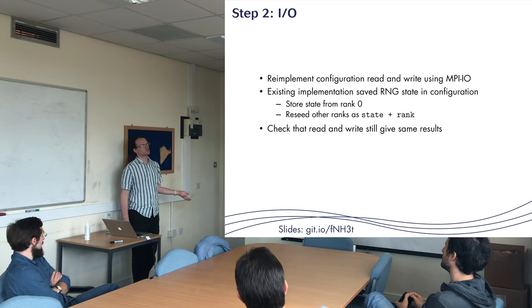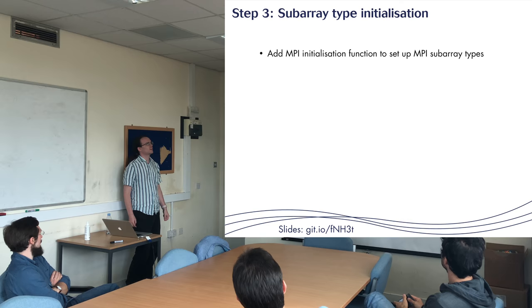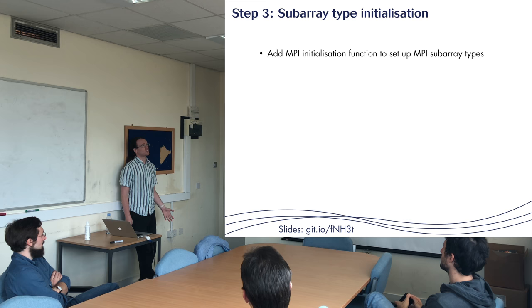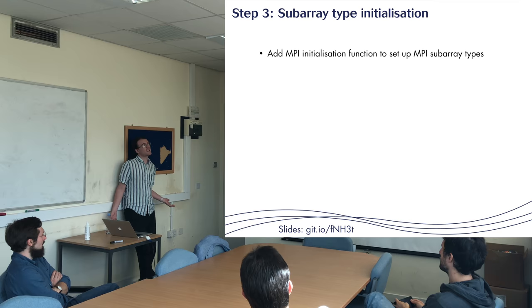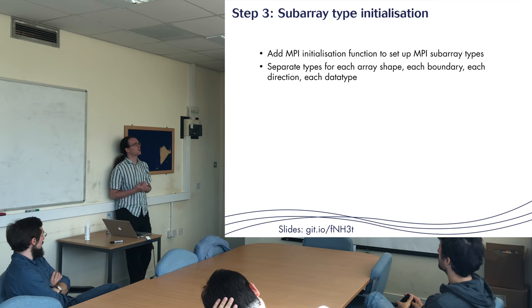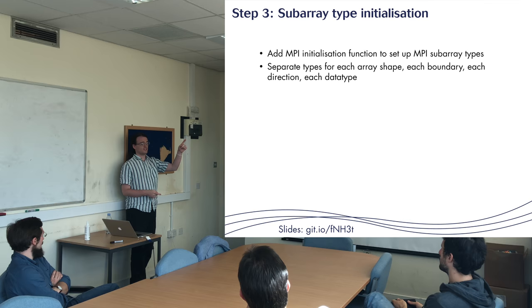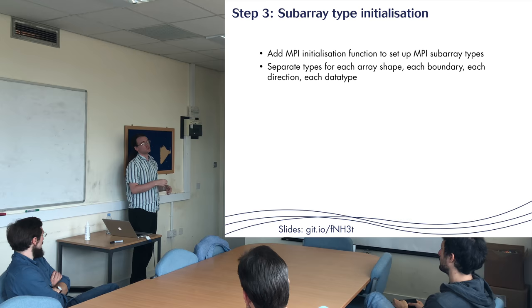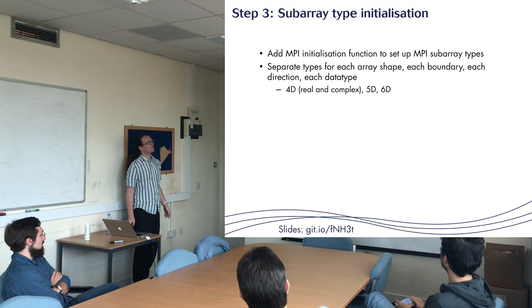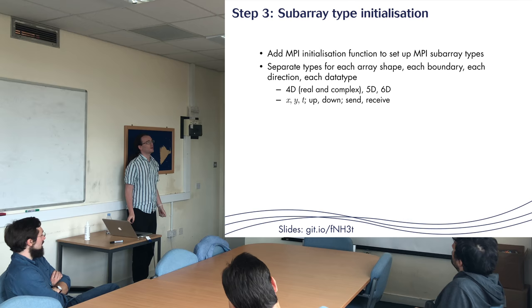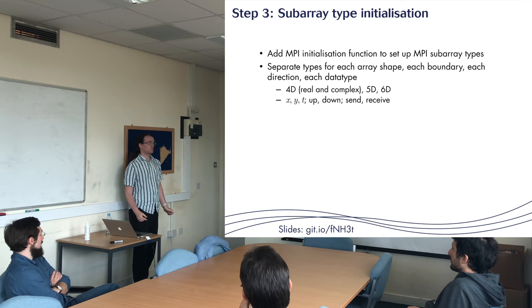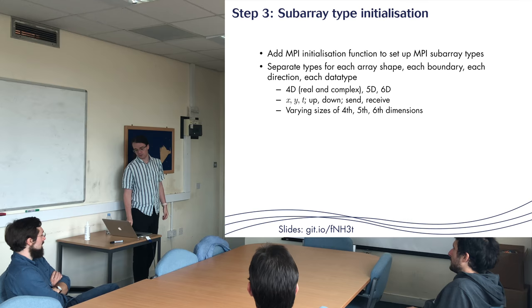So next, we need to initialize our subarray types. So I added this MPI initialization function that gets called at the start of the program if you're using MPI. It calls MPI init, and it sets up subarray types. So there has to be a separate type for each array shape, for each boundary: the top, the bottom, each direction, so x, y, t, and each data type. Which means we have 4D in both real and complex, and we have 5D and 6D in complex. We have the x, y, t directions up, down, and for send and receive, because those will be different buffers. And then we have varying sizes of the fourth, fifth, and sixth dimensions.